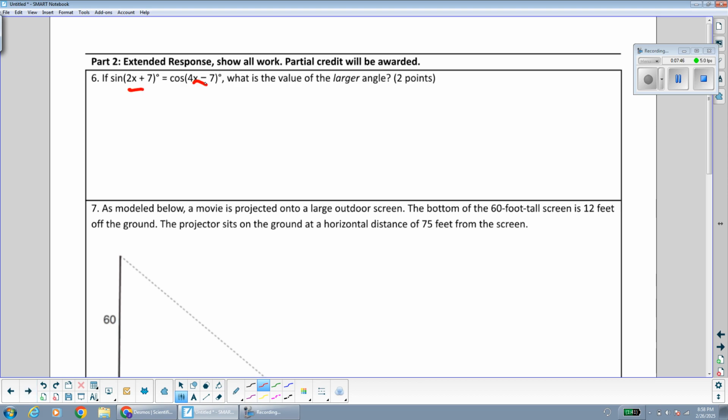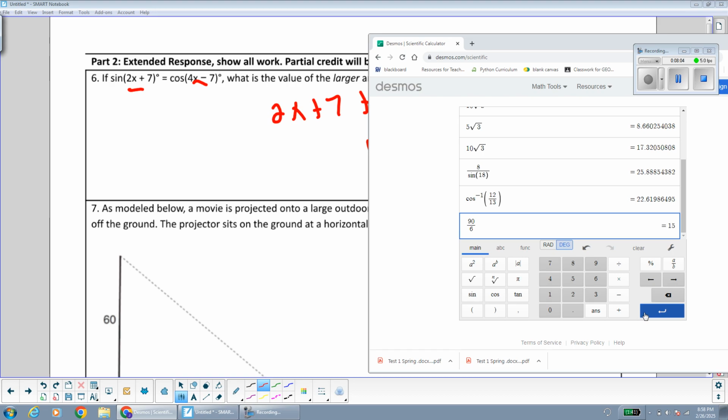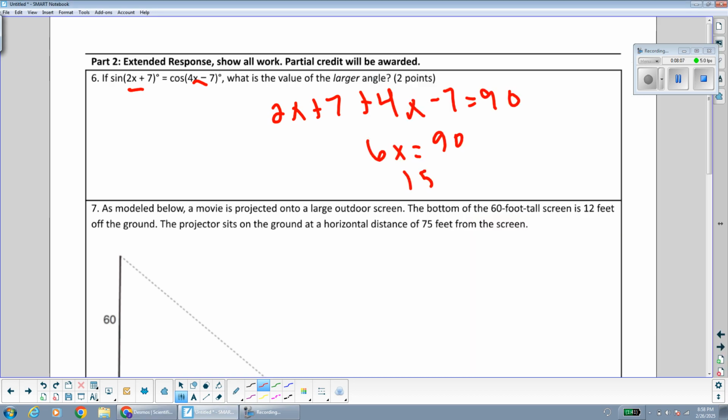Sine and cosine are cofunctions, so they're equal when their angles add to 90 degrees. Plug in. The larger angle is 53 degrees.